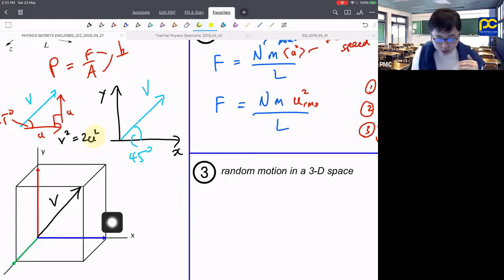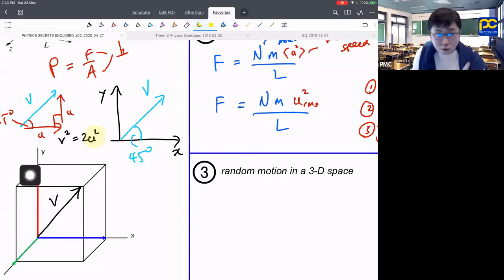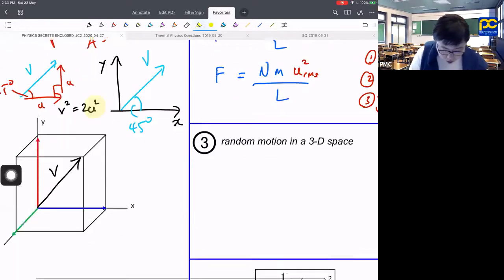But by left, this is a three-dimensional space. So I should replace the u squared with what? Is it half of v squared or what? One over what? One over 3. Anyone who does not know why one over 3? You don't know, I can help you, no problem.